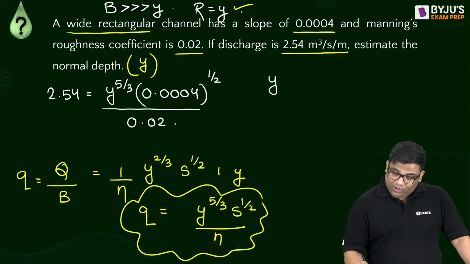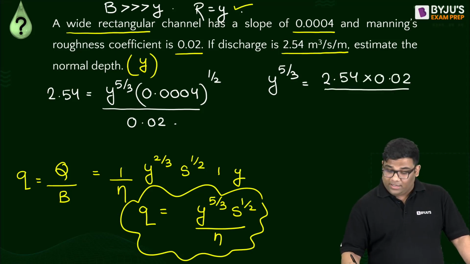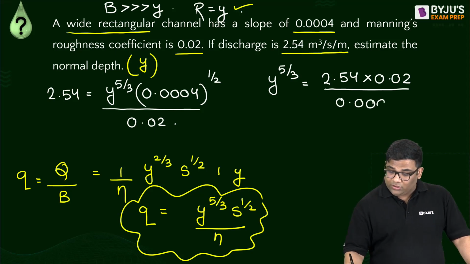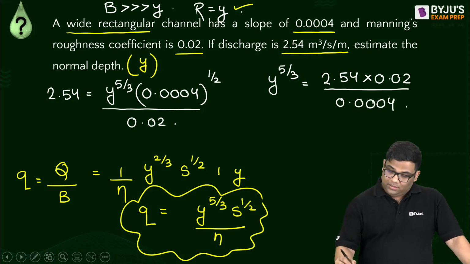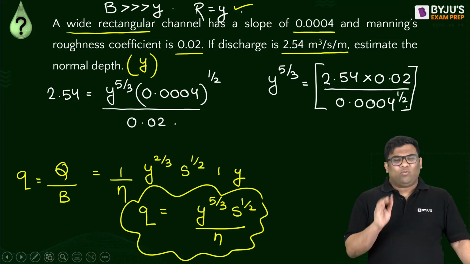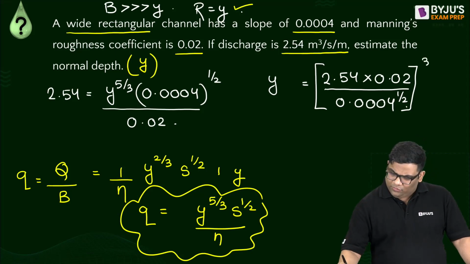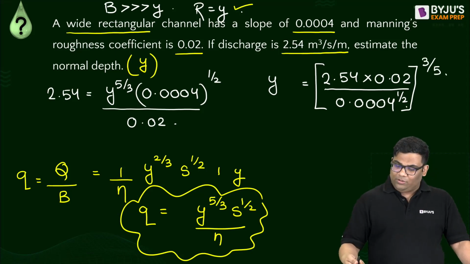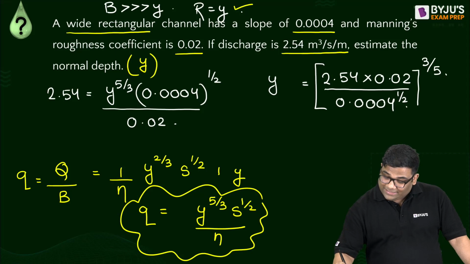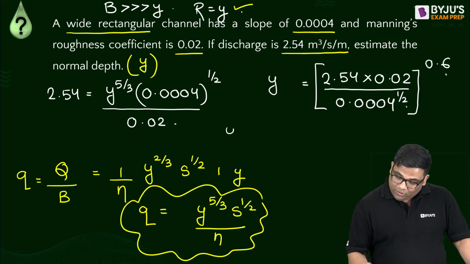I can write down Y to the power 5 by 3 is equal to 2.54 into 0.02 divided by the square root of 0.0004. Now this I got as Y to the power 5 by 3. If I want to find out Y, I'll do 3 by 5 here, or I can say to the power 0.6. So you see, so nicely systematically we are able to solve this question.